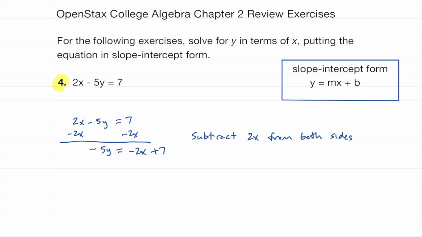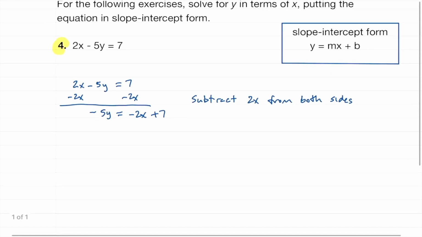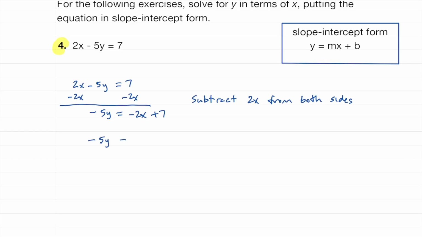Okay, next we need to divide through by the minus 5. So let's write our equation. We've got minus 5y is minus 2x plus 7. We're going to divide each term by the minus 5. So divide by minus 5.